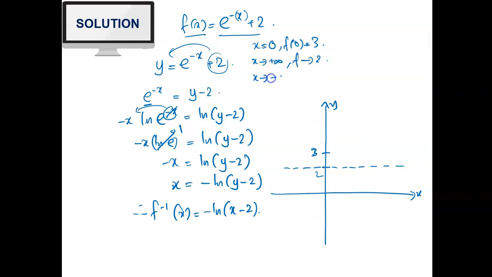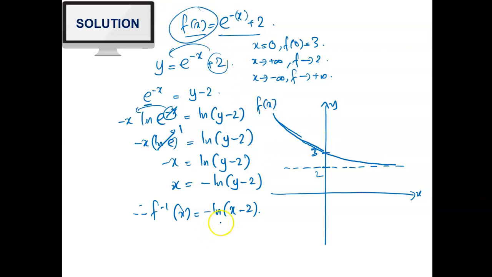And when x is getting smaller, toward negative infinity, e power of negative x becomes e power of positive, since negative multiplied by negative becomes positive. So when x is getting smaller, then f is getting bigger, approaching positive infinity. So guys, girls, this is how the graph looks like here now. Okay, so this is f(x).